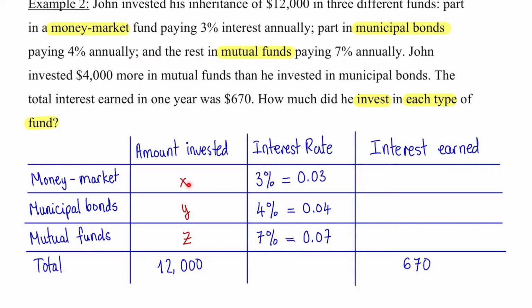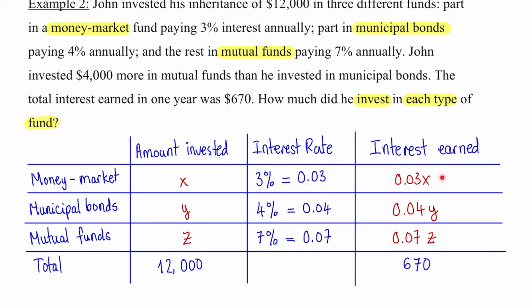In order to calculate the interest that I collect in 1 year, I'll take the amount I invested multiplied by the interest rate to get the interest earned. So I have x times 0.03, which is 0.03x. And for the bonds, I'll take y times 0.04, I get 0.04y. And for the mutual fund, I take z times 0.07, 0.07z.